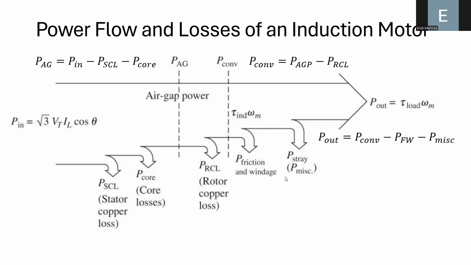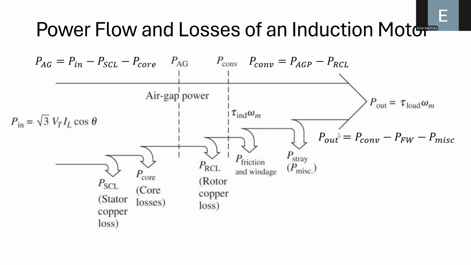And this converted power has also some losses, in particular mechanical losses related to the friction and windages present in the motor, and also some miscellaneous losses. So the converted power has the following two losses. The output power is essentially the converted power minus the friction and windages losses minus the miscellaneous losses. Okay?